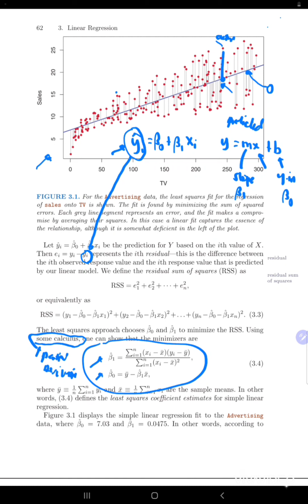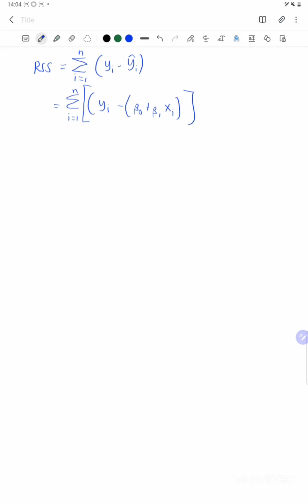The residual sum of squares. So this is the one. This function is actually this one. So we're going to find the values of theta 1 and theta 0 to minimize this error. So let's start by writing this equation. As you can see, I just took it from the book and replaced it with our equation.